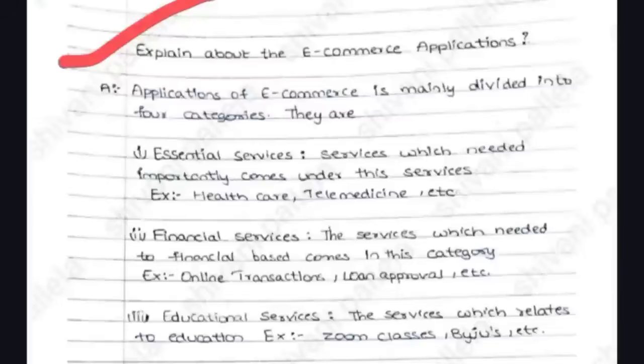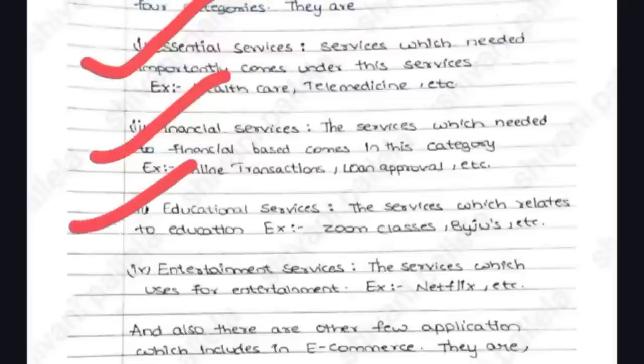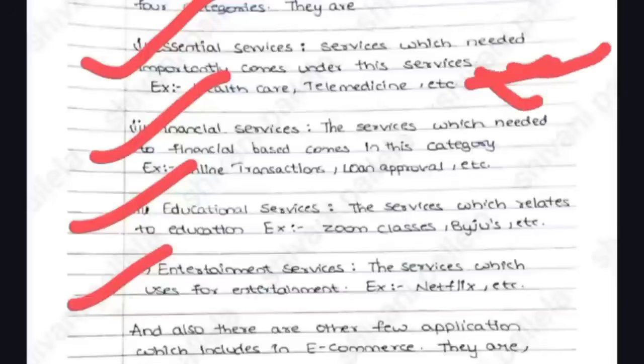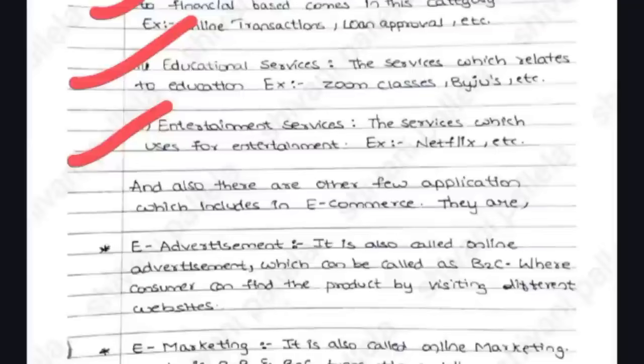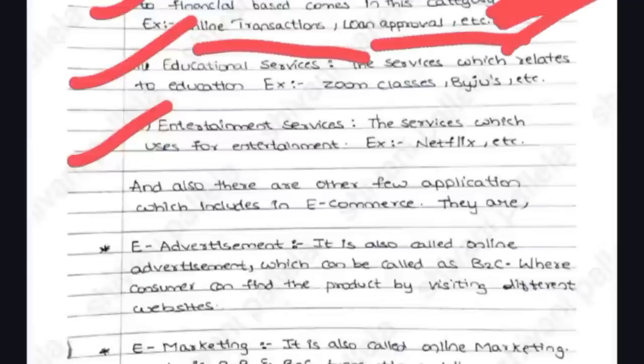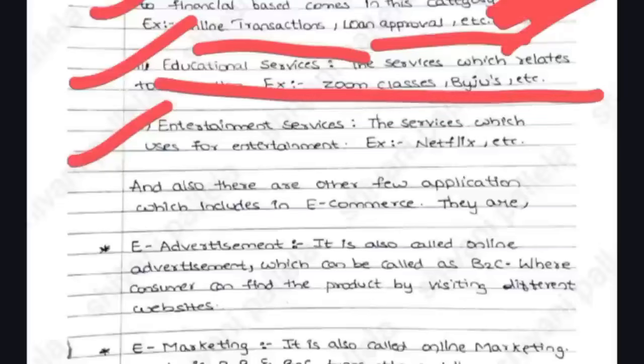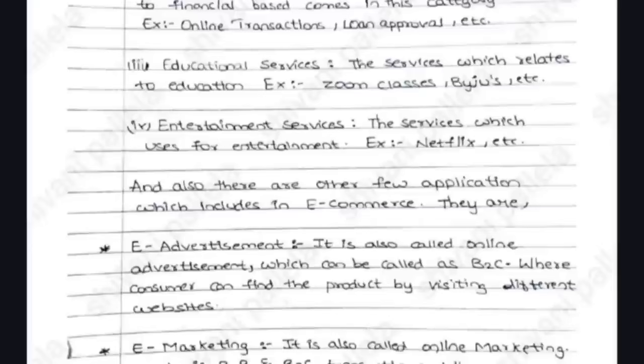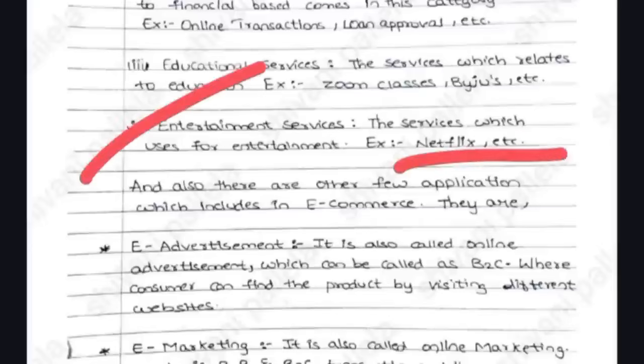E-commerce applications are basically divided into 4 categories: essential services, financial services, educational services, and entertainment services. Essential services means services that are needed, like healthcare, medical, pharmacy, which are 100% in need. Financial services are online transactions, loan approval, like PhonePe, Google Pay. Educational services means Zoom classes, Byju's. And entertainment means Netflix, Hotstar, YouTube. These are all entertainment services.